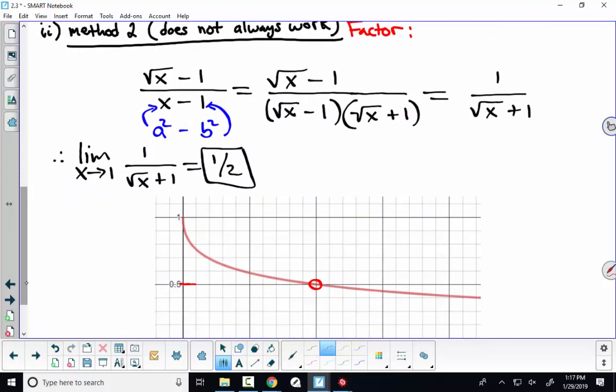And again, if this function were defined at 1 and we're approaching 1/2, then there's no longer a hole. It's just due to the fact that our original function wasn't defined at the value we're approaching that we have a hole. Any other questions?